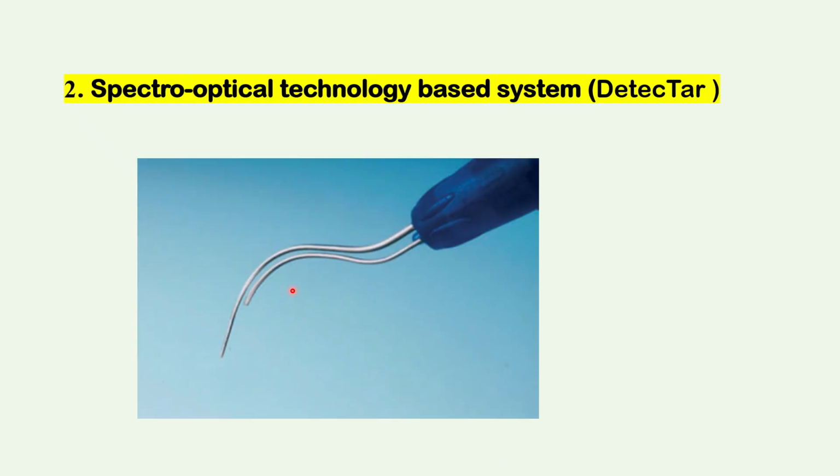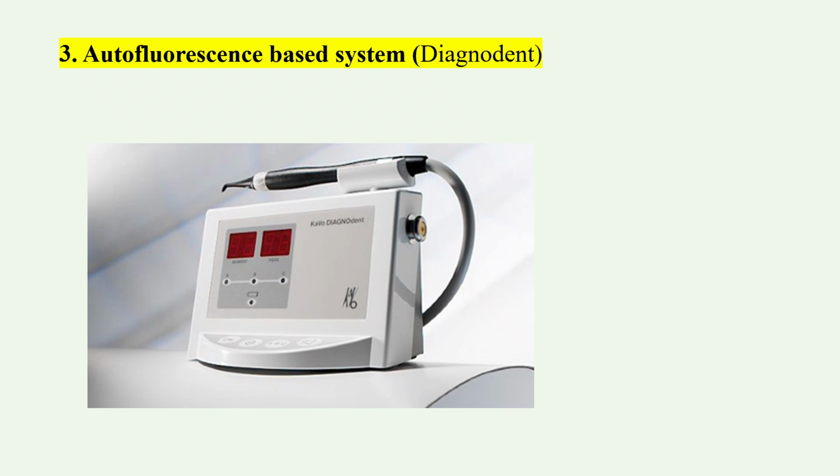Next is the spectro-optical technology based system, that is DetecTar. This uses red light and optical signals to detect the subgingival calculus without tactile pressure. So the next system is the autofluorescence based system, that is DIAGNOdent. It is also used to detect subgingival calculus. So whenever there is presence of calculus, there is presence of fluorescence.